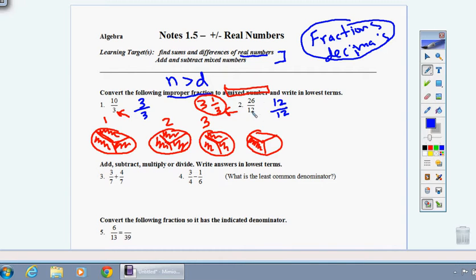Well, let's see. How many times does 12 go into 26? Well, it goes in twice. So we have 12 and 24, so it goes in twice.